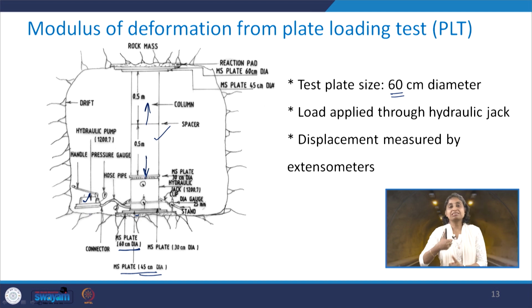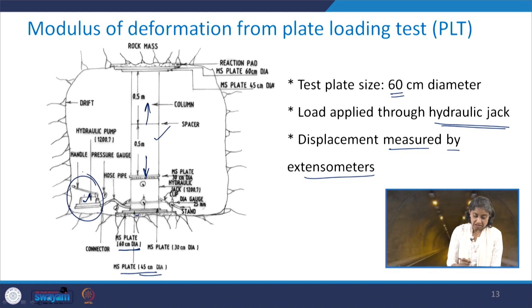Once the loading is applied, there is going to be deformation at the surface. That displacement is measured by the extensometers, and the load is applied through the hydraulic jack, which is shown here. In case you have to measure the rock mass deformation, then we go for the use of extensometer. When we discuss the chapter on instrumentation and monitoring, we will discuss in detail different types of extensometer, their working, etc.